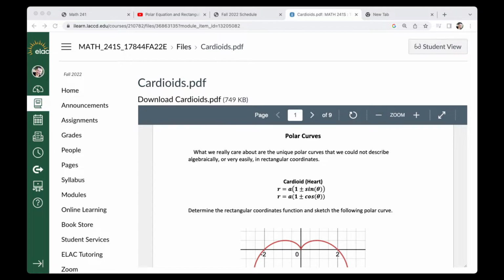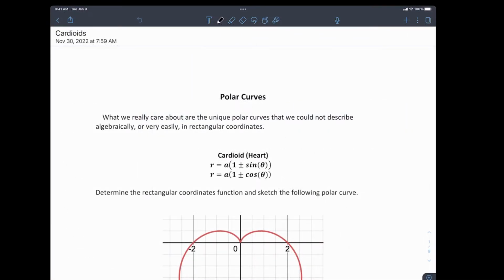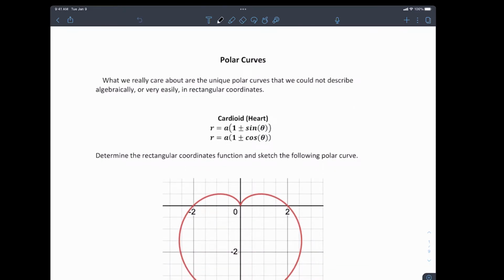Except in Notability, create a new note called cardioids. And now, ladies and gentlemen, we're here. The magic of, boy, crazy.